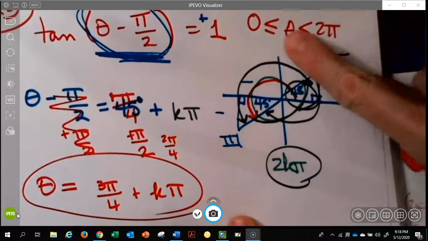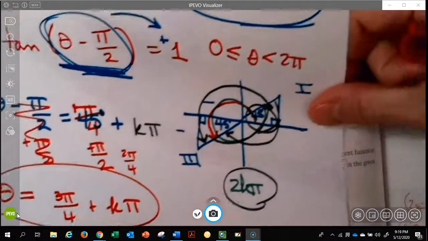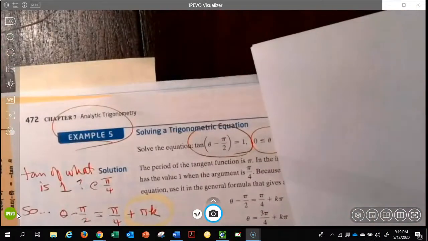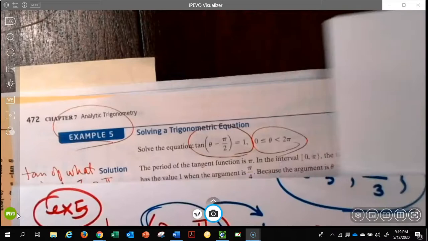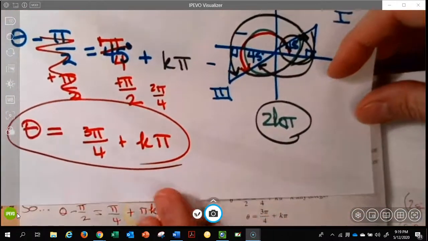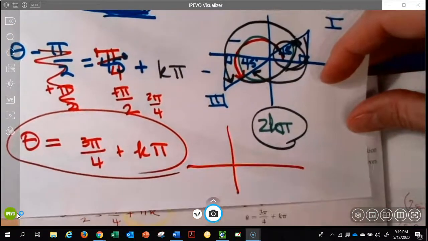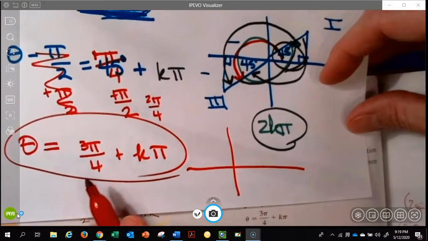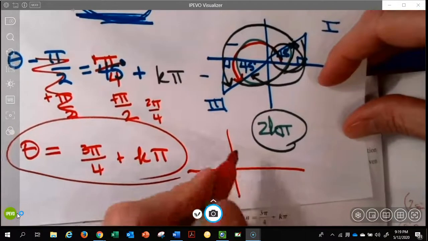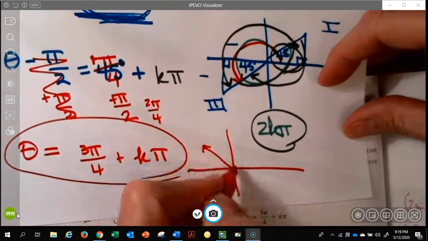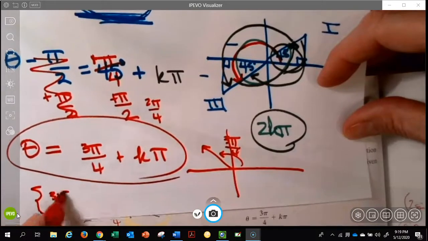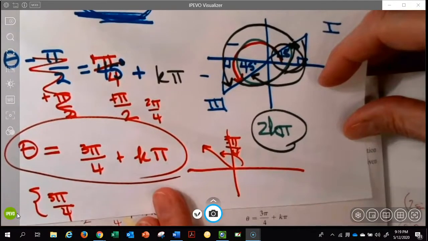Because I need every one of them that fit in between 0 and 2 pi. So looking at this, I need to play around with my 3 pi over 4. So I'm going to put a 0 in. When I put 0 in, let k be 0, I get 3 pi over 4. So one of my answers for my solution set is going to be 3 pi over 4.